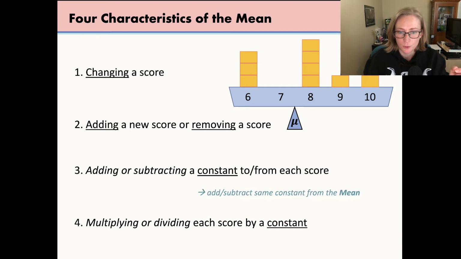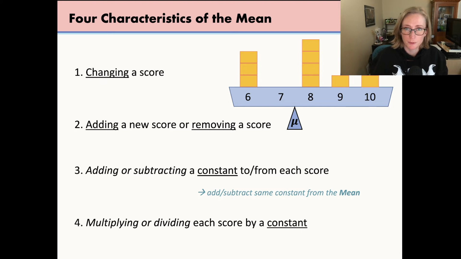Now these last two are if we add or subtract a constant to each score, not just a single one, but to all of them. So if we add, for example, +1 to all of them, then we can simply add that same constant to the mean at the end. And I'll show you an example that shows it's as straightforward as that. You don't have to actually go and recalculate the entire mean.